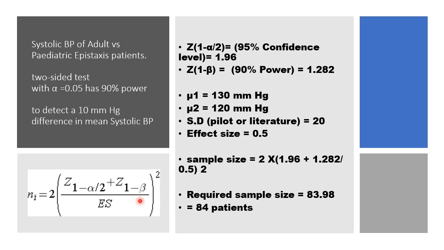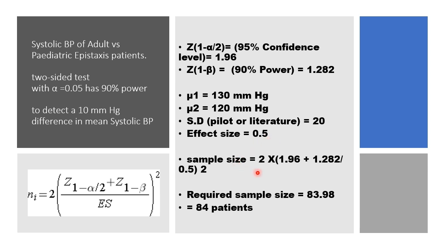We use the same formula. The z-score for the 1 minus alpha over 2 equals 1.96. The z-score for the power of 90% equals 1.282. The difference between the two groups is about 10 millimeters mercury. We think that this would be the difference between the two groups. We've not measured it yet, and we also expect the standard deviation to be similar to what we found in the literature or what we have found in our pilot studies, to be about 20 millimeters mercury. So we expect the effect size to be about 0.5.